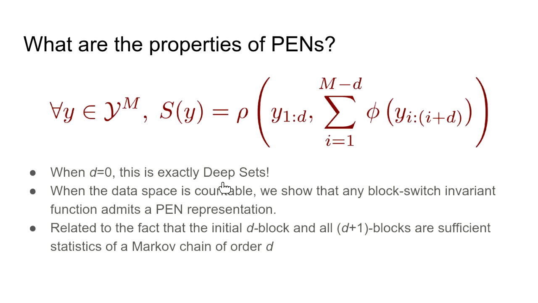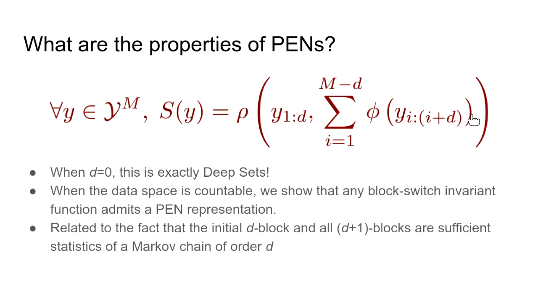Okay, so what we also saw is that when the data space is countable, then any block switch invariant function admits such a representation. So that's a generalization of one of the theorems from the Zaheer et al. paper, the deep sets paper. That means that this sort of representation is quite powerful, and it can help us approximate any sort of block switch invariant function.